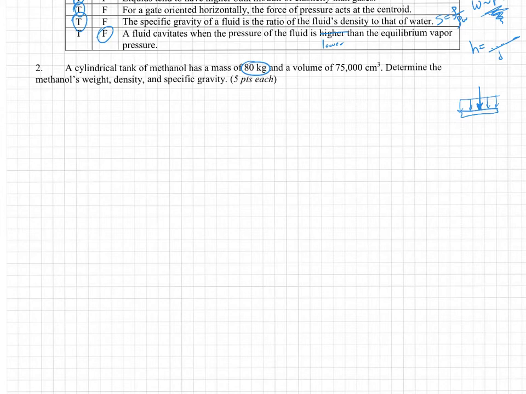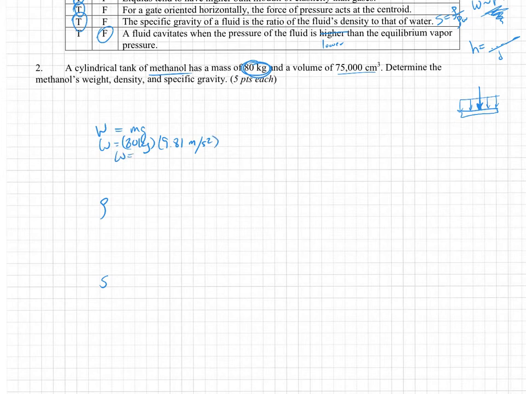A cylindrical tank of methanol has a mass of 80 kilograms and a volume of 75,000 cubic centimeters. Determine methanol's weight, density, and specific gravity. Okay, weight, density, and specific gravity. In this case, the weight, well, they give us the mass, so this is pretty easy. Mass times gravity, weight equals 80 kilograms times 9.81 meters per second squared.